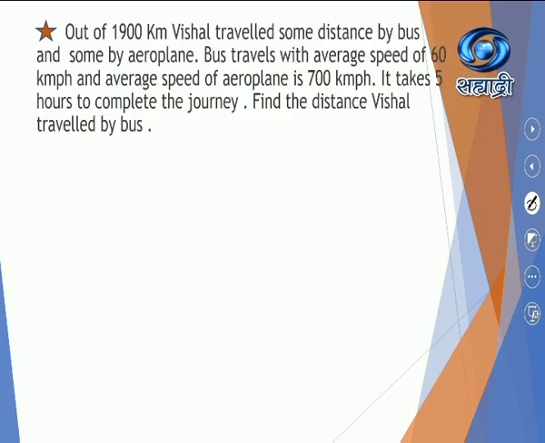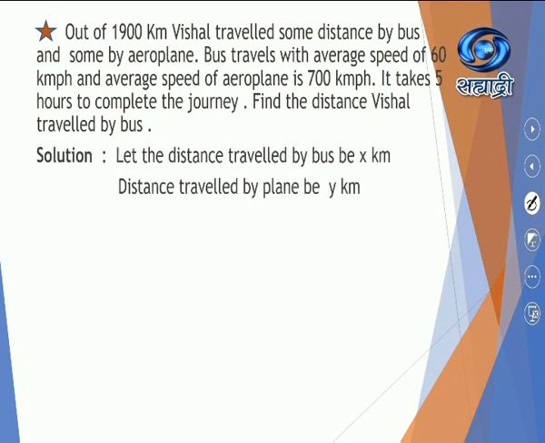Let us read it. Out of 1900 kilometer, Vishal travelled some distance by bus and some by aeroplane. Bus travels with average speed of 60 kilometer per hour and average speed of aeroplane is 700 kilometer per hour. It takes 5 hours to complete the journey. Find the distance Vishal travelled by bus. Read the sum very carefully. Find out exactly what is asked in the sum and then proceed.